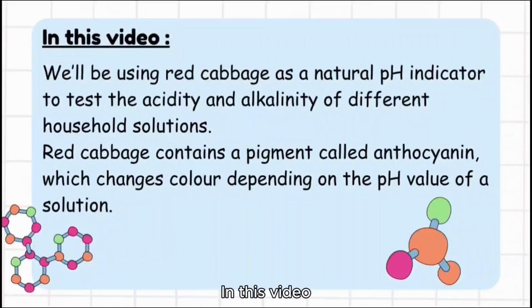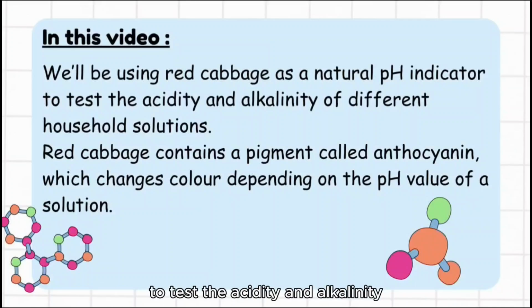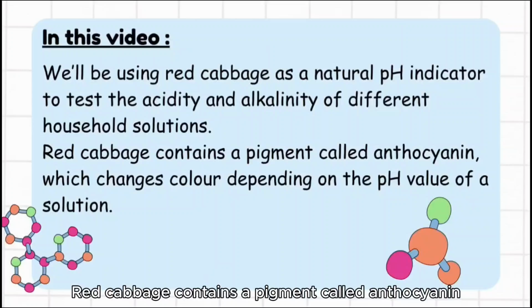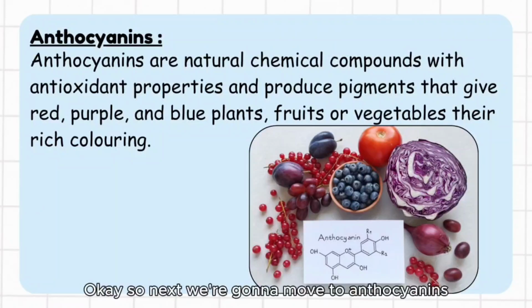In this video, we'll be using red cabbage as a natural pH indicator to test the acidity and alkalinity of different household solutions. Red cabbage contains a pigment called anthocyanin, which changes color depending on the pH value of a solution. Okay, so next, we're going to move to anthocyanins.